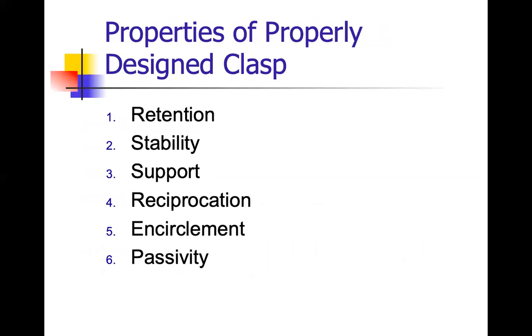There are 6 basic properties or requirements of a properly designed clasp. This is very important from the examination point of view also. The 6 basic properties are retention, stability, support, reciprocation, encirclement, and passivity. I will explain them one by one.